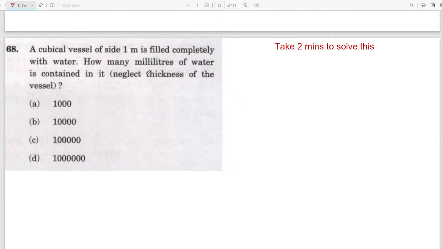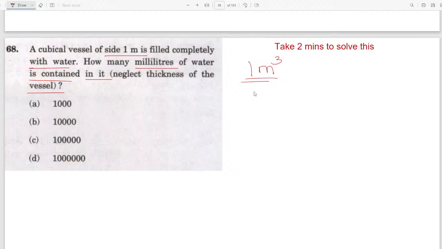To see what the question is asking, they're saying that there is a cubical vessel of side 1 meter filled completely with water. How many milliliters of water is contained in it? Neglect the thickness of the vessel. So in one cube of 1 meter side, they have filled water, and that water would be equal to 1 meter cube. The volume of the cube would be 1 meter cube, because one side is 1 meter. And they are asking how many milliliters of water is in this 1 meter cube.